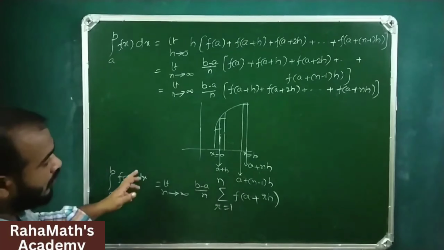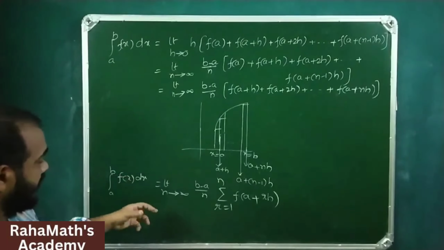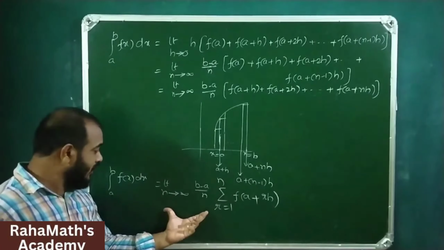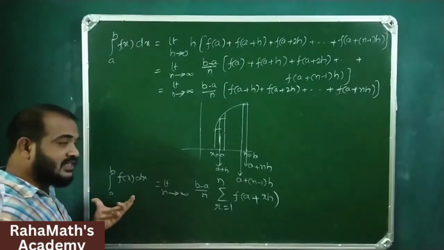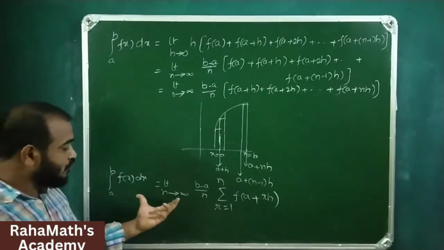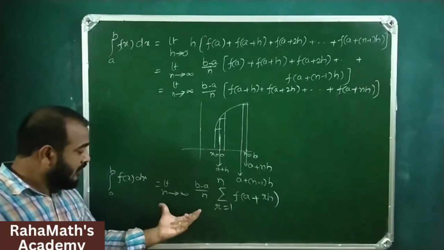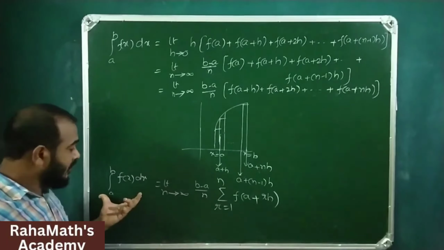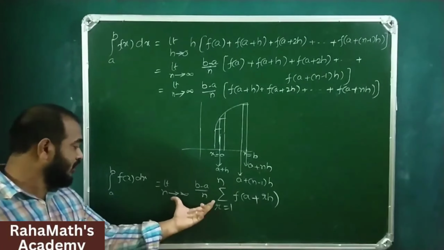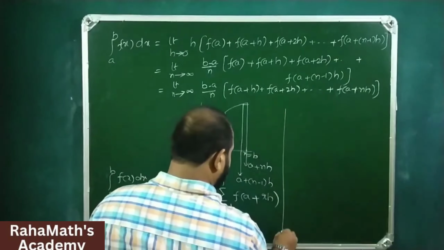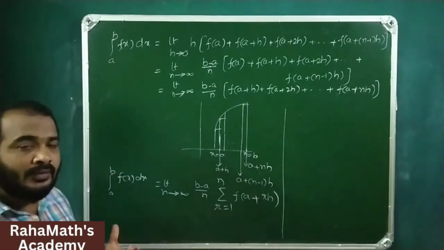So if you see this, then actually this is the limit of a sum and this is the sigma. So actually we are going to establish a relation between the limit of a sum, the sigma notation, and the integral. So the following 5 things have to be borne in mind.